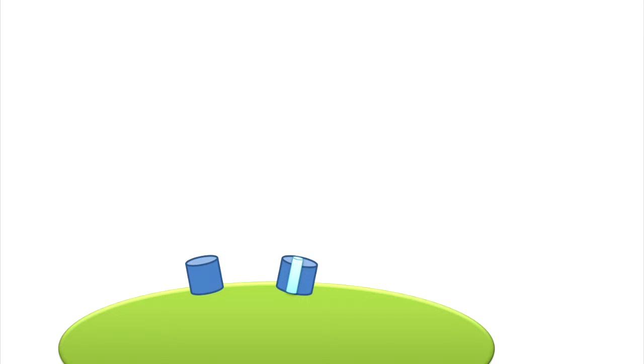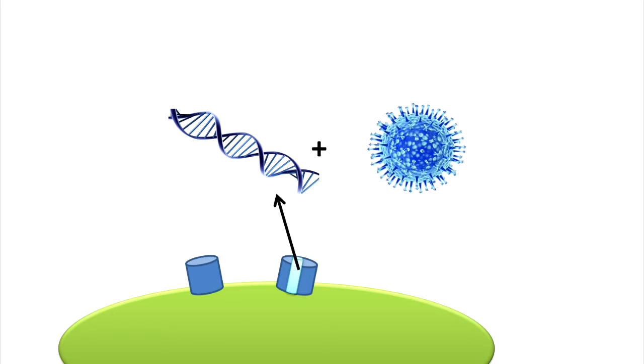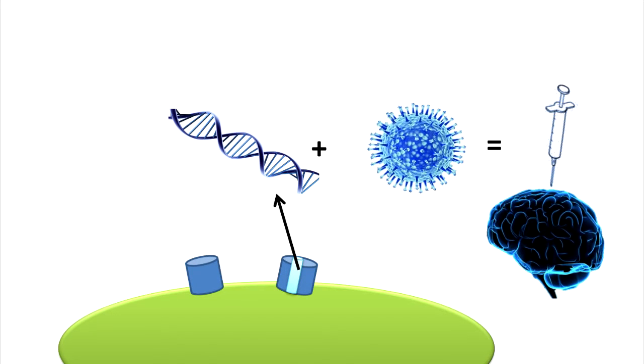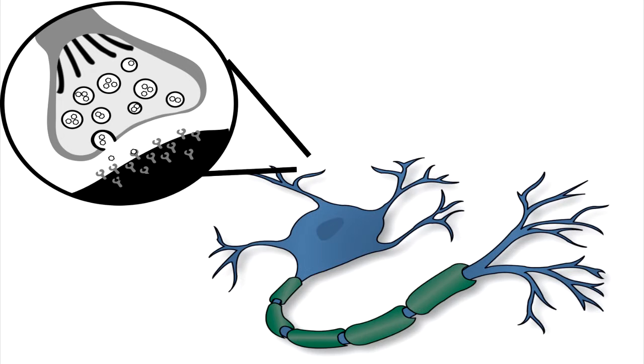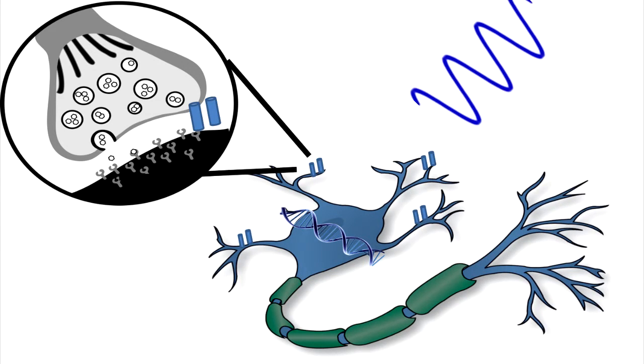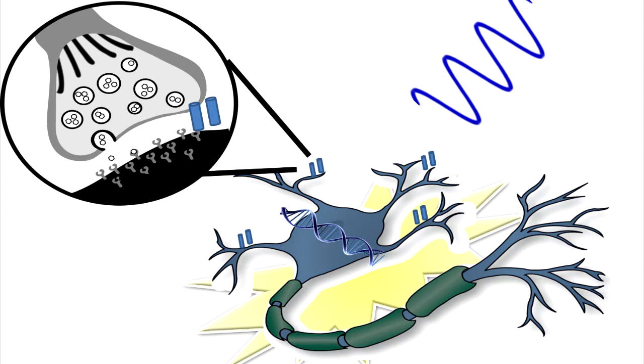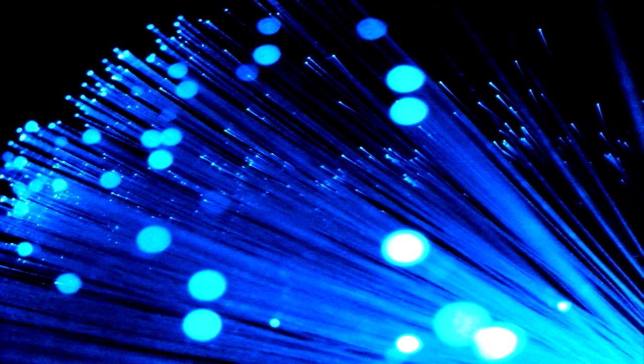Now, how can we insert these channels in our neurons? Using a virus. We can take the channel's DNA code and put it in a virus. The virus is then injected in the brain and infects the neurons. The infected neurons then express the algae's channel and then are able to respond to light. So we can use LEDs or lasers to activate these channels by implanting an optic fiber in the brain.